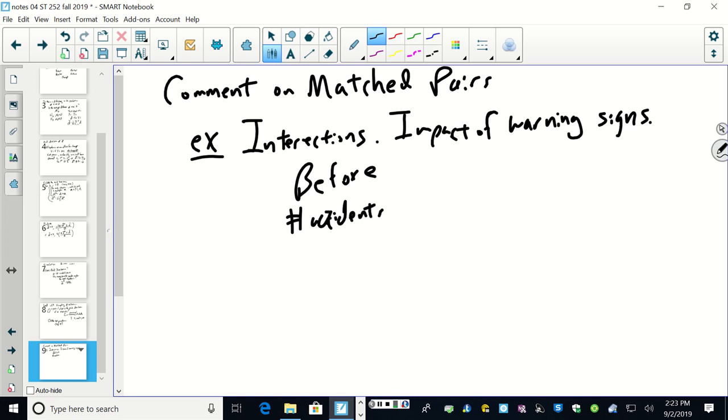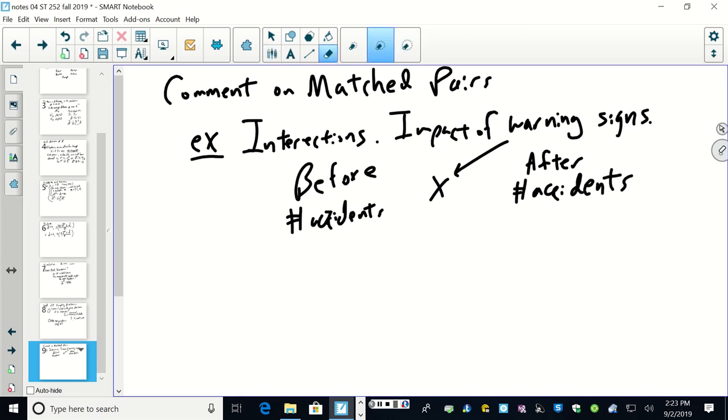Right. And then you put some warning signs in there at that point, right? And then you look after a period and you look at the number of accidents. This is supposed to say accidents here. And if the number of accidents goes down, you would see that change there, right? And so say you see a significant result, so there is a decrease.